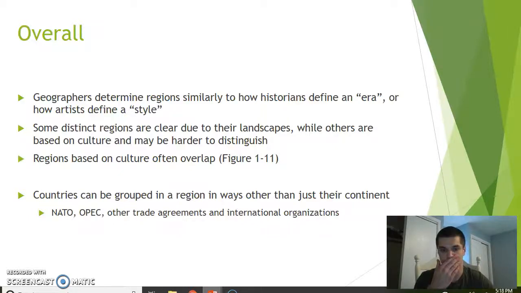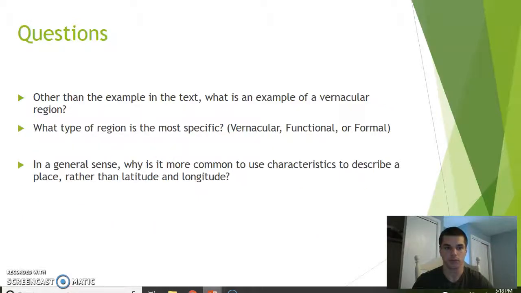And countries can be grouped into regions in ways more than just what continent they're on. So like NATO is one example, OPEC is another, and other trade agreements and international organizations tie countries together. NATO stands for North Atlantic something or other, and that combines European countries along with North American countries, which is two completely different regions but still ties them together.